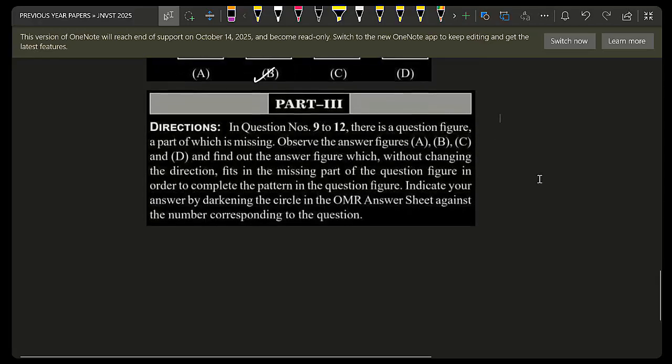Part 3. In question numbers 9 to 12, there is a question figure, a part of which is missing. Observe the answer figures A, B, C, and D and find out the answer figure which, without changing the direction, fits in the missing part of the question figure in order to complete the pattern. So this is important. The part should be available in the options without changing the direction. So that we have to identify. So let's take the questions. Part 3.